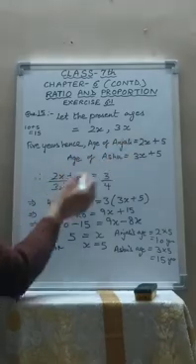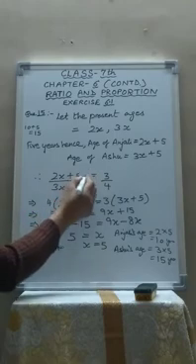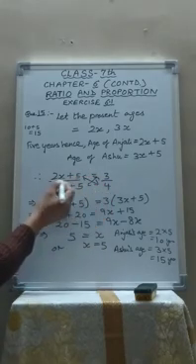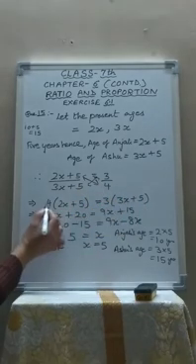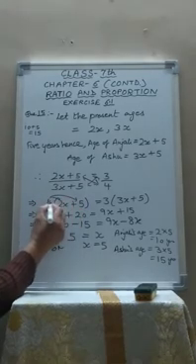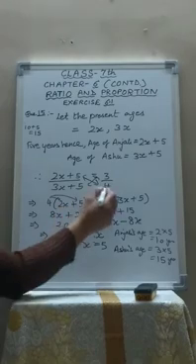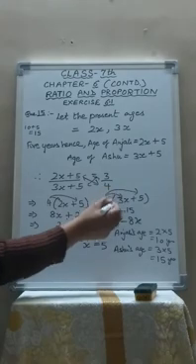Now the ratio of these ages, 5 years hence, has been given as 3:4. That means (2x plus 5) upon (3x plus 5) is equal to 3 upon 4. So how do we solve it? We will cross multiply. 4 multiplied by (2x plus 5) equals 3 multiplied by (3x plus 5). Now we will open the bracket, so we have to multiply 4 with both these terms. 4 into 2x is 8x plus 4 fives are 20. Similarly, 3 threes are 9x and 3 fives are 15.